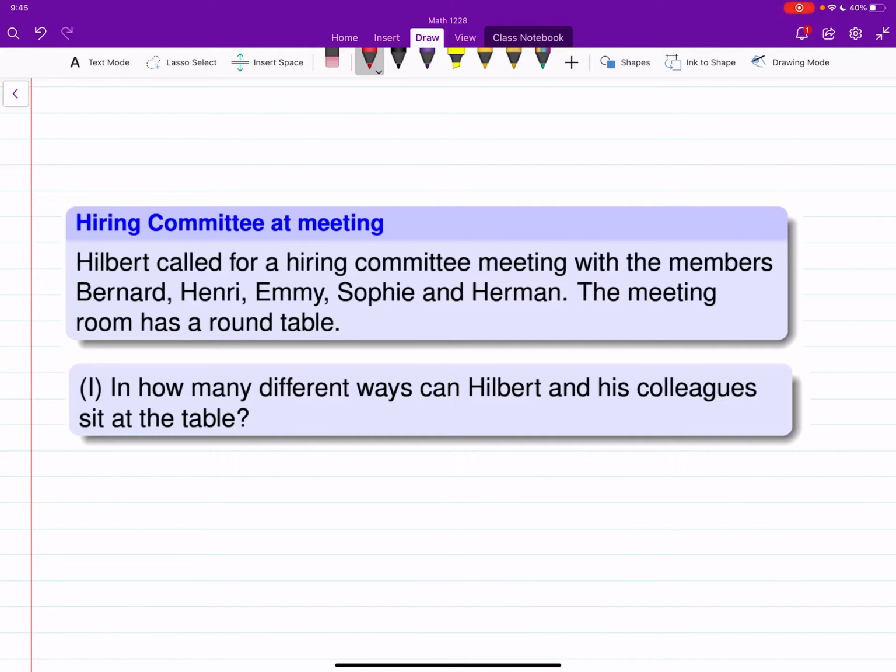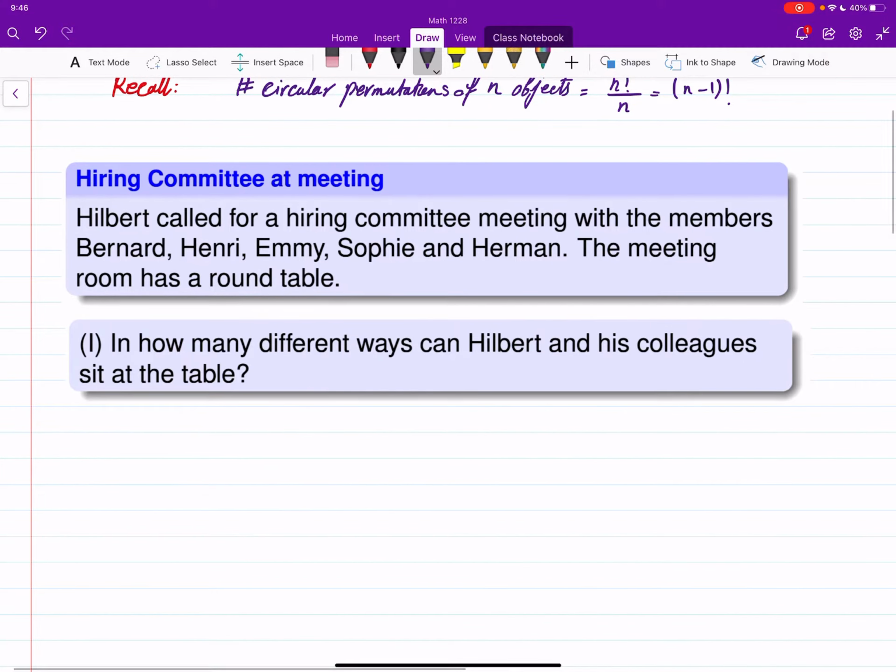Hello everyone. In this video we'll do some examples for circular permutations. One thing that you need to recall is that the number of circular permutations of n different objects is equal to the number of linear permutations of the same objects divided by n. So that will be n factorial divided by n, which is the closed formula (n minus 1) factorial. Okay, let's see the example.